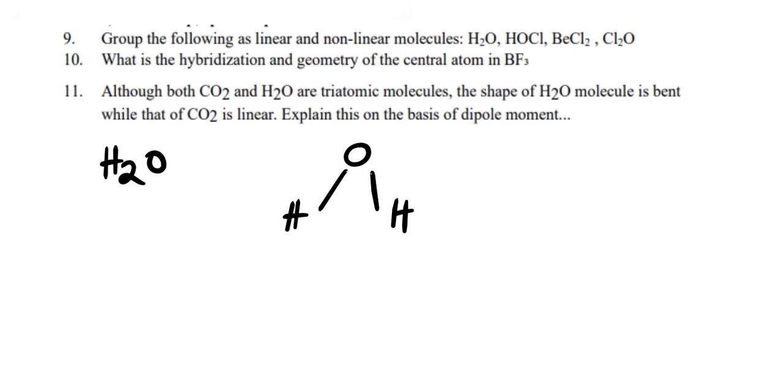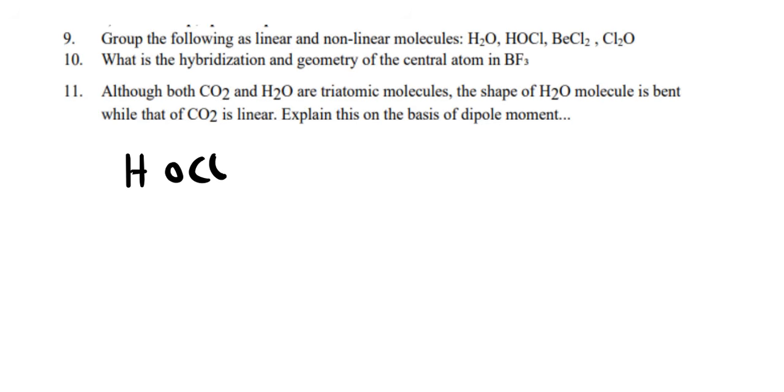So you know that this won't be a linear structure because it's bent. What about if we come to the second one? HOCl, that's hypochlorous acid. Now hypochlorous acid, because of the oxygen, you know that oxygen tends to push electrons towards itself. So this will be H, this will be chlorine. So it's going to be pulling electrons towards itself. Therefore, we are also going to have a bent structure. So in this case, this one will also be non-linear.